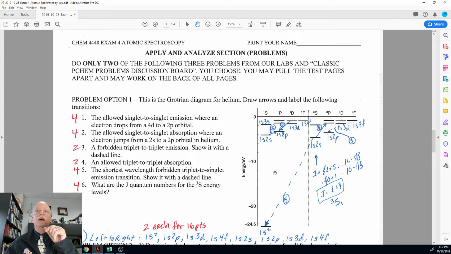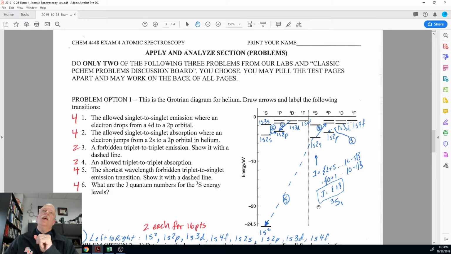Okay, and then finally this last one. What are the J quantum numbers for the triplet S energy levels? So that's this group here, the triplet S. So it's triplet, so that means the spins are unpaired. So S is equal to 1. Because the triplet means 2S plus 1 is equal to 3. Okay, that's the multiplicity. So a multiplicity of 3 comes from a net spin quantum number of 1.